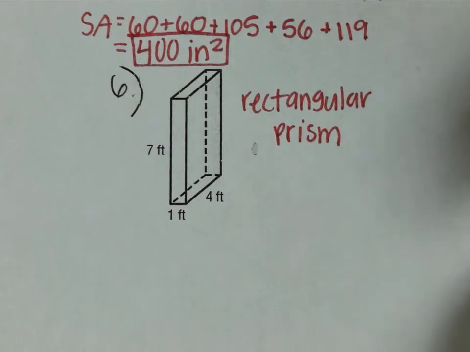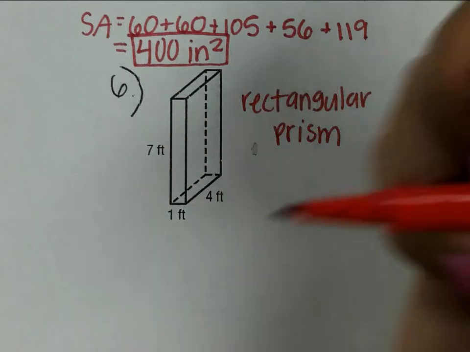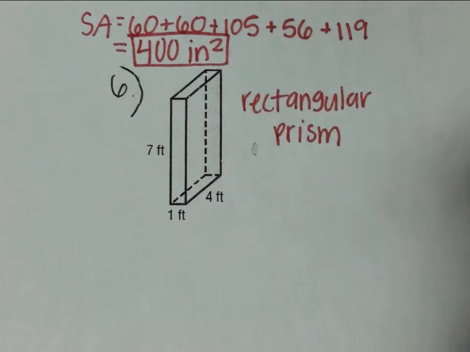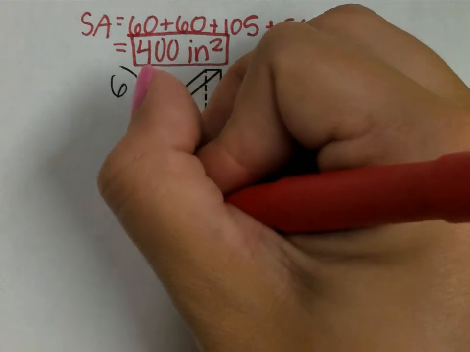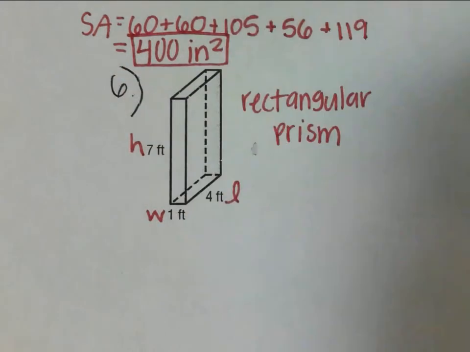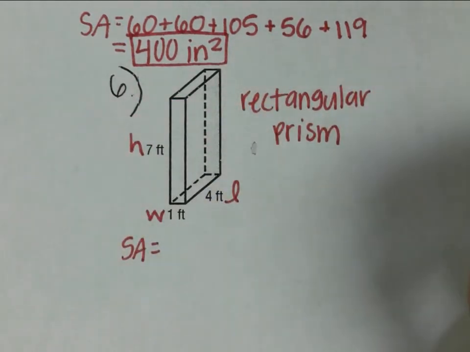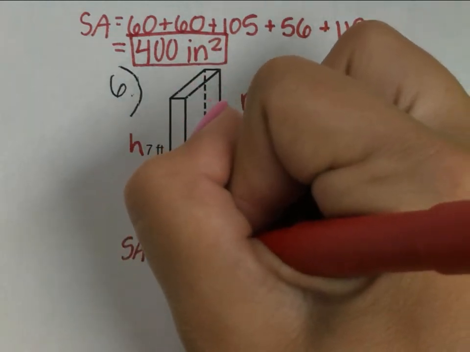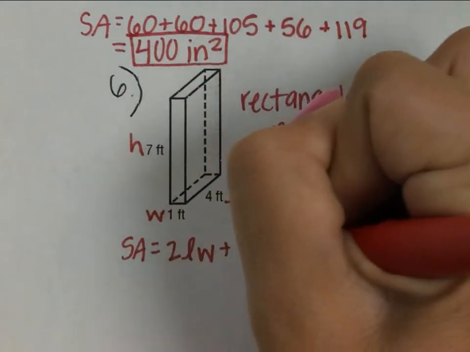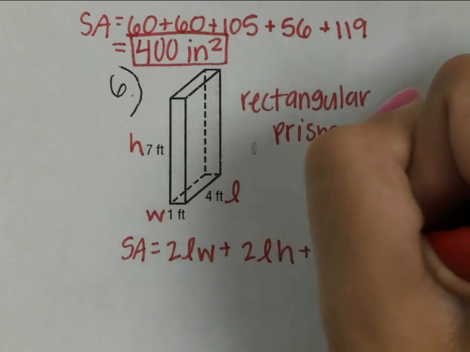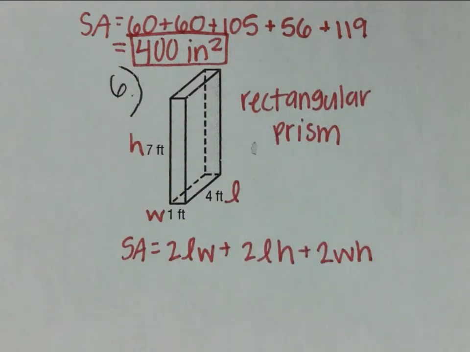So, what did I tell you was very important that you do with your rectangular prisms? Label your length, width, and height. Okay? So, let's just say my length is 4, my width is 1, and my height is 7. You need to do this. And then you can write your formula down, and all you got to do is plug those numbers in, okay? So remember, this is 2 length times width plus 2 length times height plus 2 width times height. And then just plug those numbers in, all right?